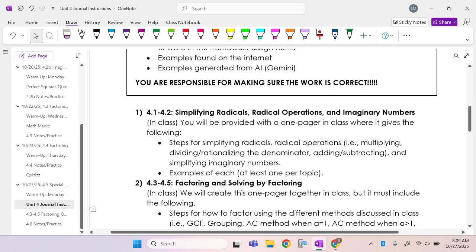So, 4.1, 4.2, this one-pager I will be providing for you. It states kind of what is going to be on it, but this is one I'm going to physically give to you to glue in. That's going to be your reference. It's going to include steps for simplifying radicals and radical operations, and simplifying imaginary numbers, as well as an example of each.